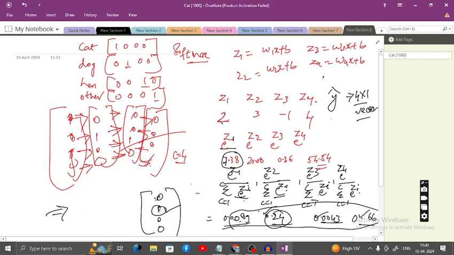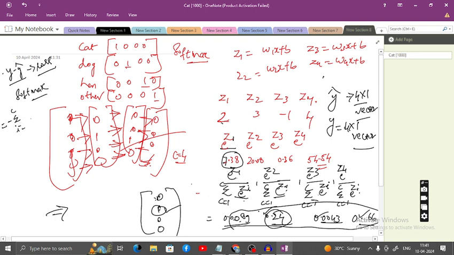So what is y? Y is also a 4 cross 1 vector. But here in softmax, we usually define y minus y hat as loss. But in the softmax function, we make a modification to the loss function. What is that modification? Loss is equal to minus summation of j equal to 1 to c, where c is the number of classes, y j log of y hat j.